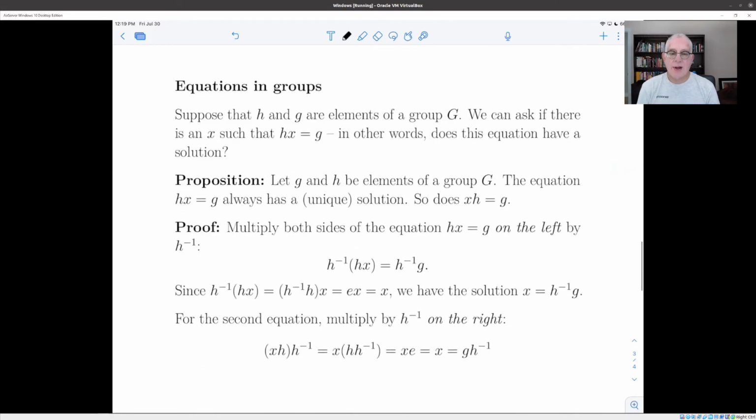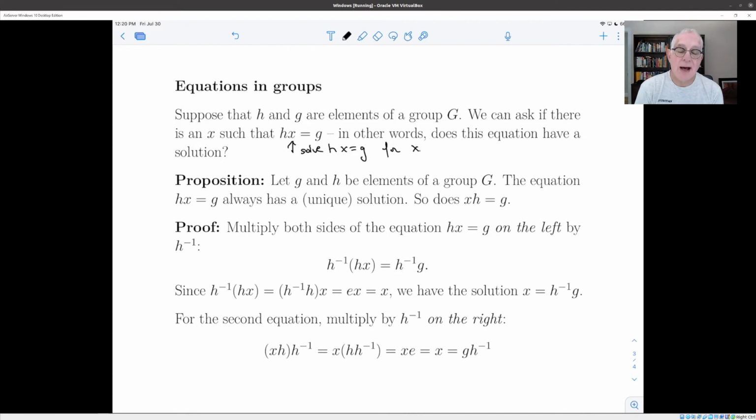Next, we want to think a little bit about equations. I mean, where would we be in algebra if we didn't have equations? An example of an equation in a very abstract sense is, suppose we have H and G, which are two elements of a group, and we want to know, is there an X so that H times X equals G? In other words, we want to solve this equation for X.